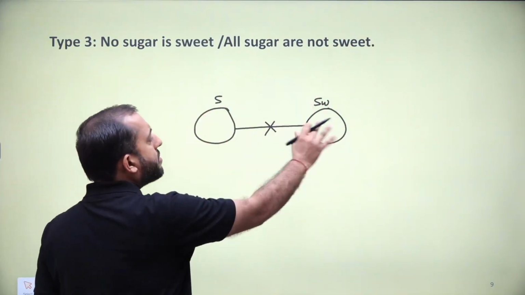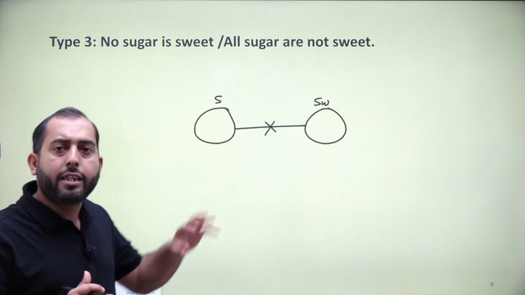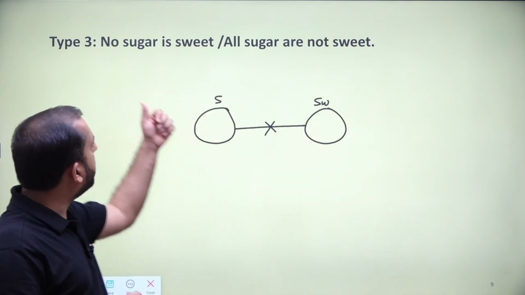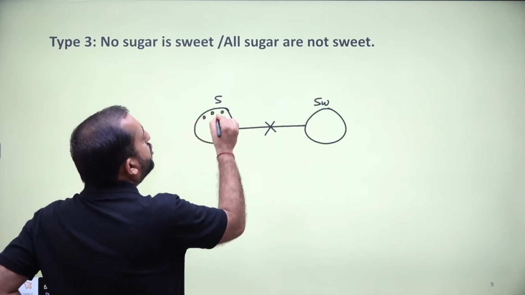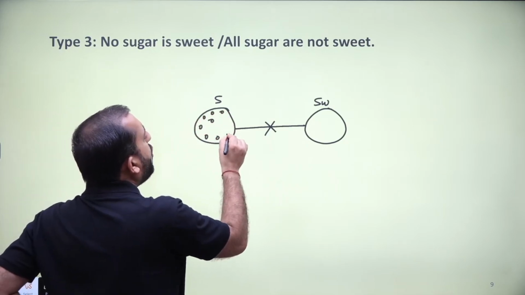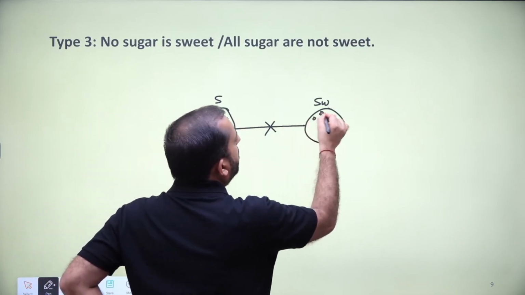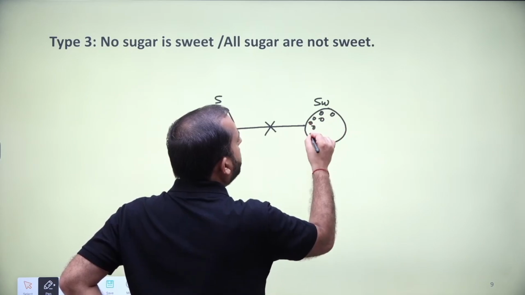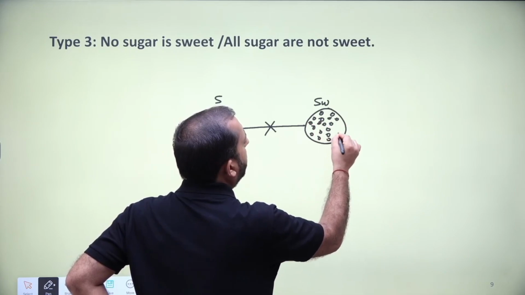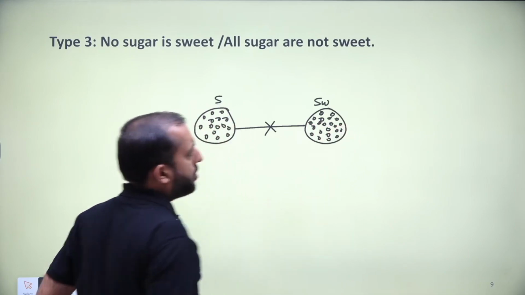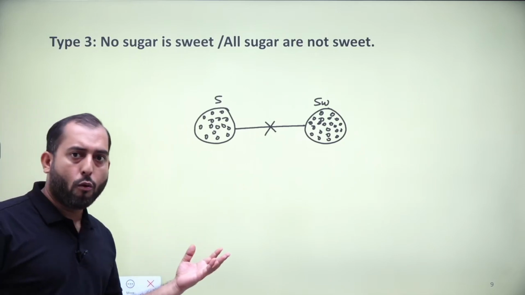Two disjoint circles joined by a line and then cross over it. Cross means they can never intersect with each other. No sugar is sweet. So no element of sugar will be sweet and no element of sweet will be sugar. So sugar and sweet will never intersect, and that is for sure as per the given information. Okay. Now let's move on to the next part.